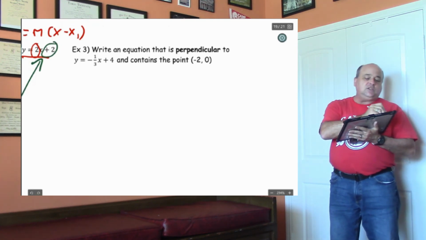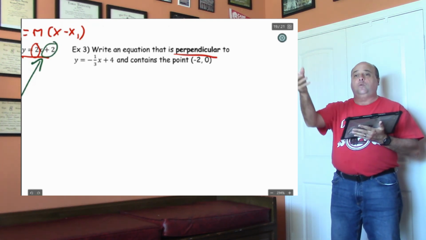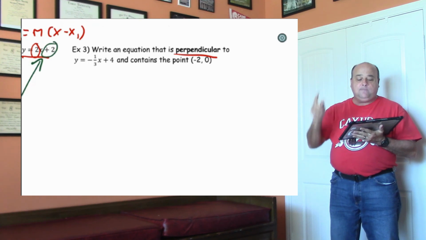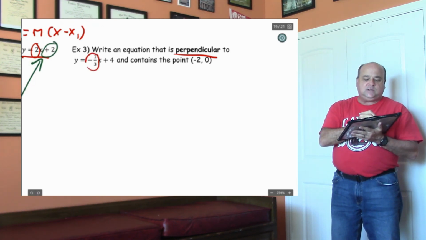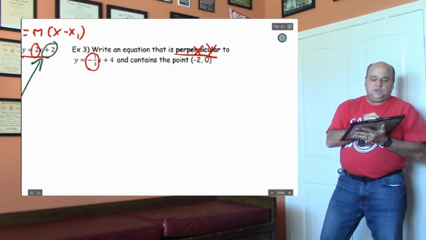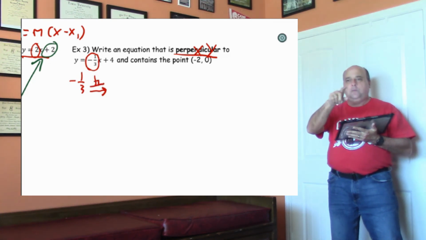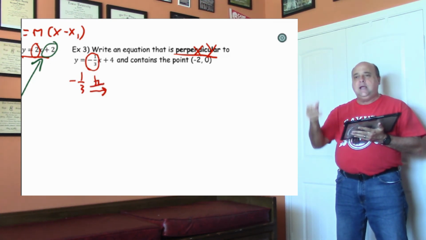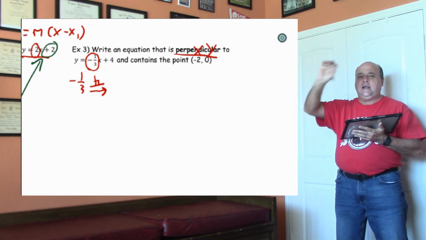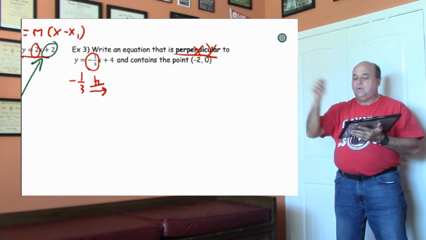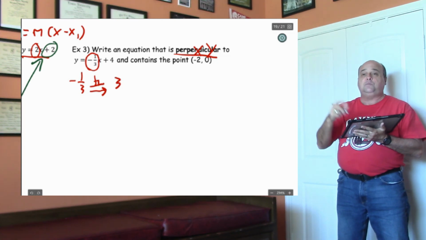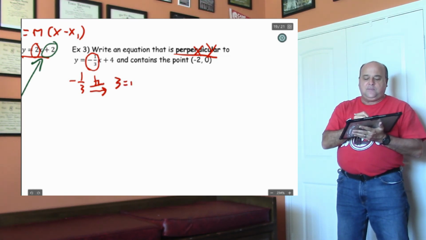Write an equation that is perpendicular. If it's perpendicular, we're going to flip the slope and switch the sign, right? This right here would be my slope, and this is going to be my x and my y. So let's write down the slope. It's negative 1/3. I'm going to draw an arrow and I'm going to put a perpendicular symbol. So I want the perpendicular slope to negative 1/3. I'm going to flip the 1/3 to get 3, and I'm going to change the negative to a positive. So my perpendicular slope will just be 3. That's going to be my m. This is my x and y.